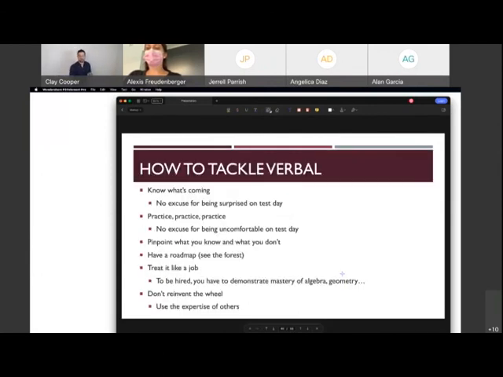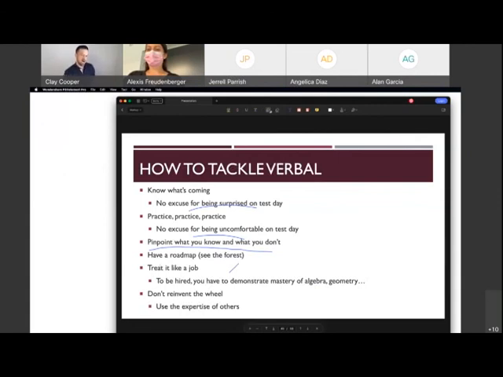You'll notice that my big picture advice for how to tackle the verbal section is identical to my big picture advice for how to tackle the quantitative section. That's because these are broad principles of test prep that always apply. There's no excuse for not knowing what to expect. There's no excuse for not having practiced enough to be comfortable. You need to make sure you know what you do know and what you don't know.